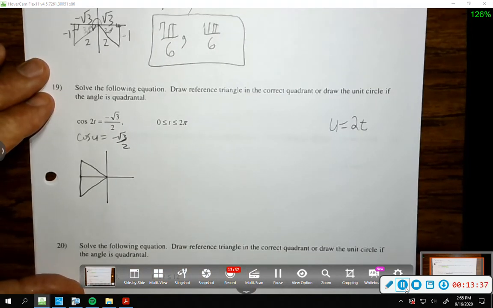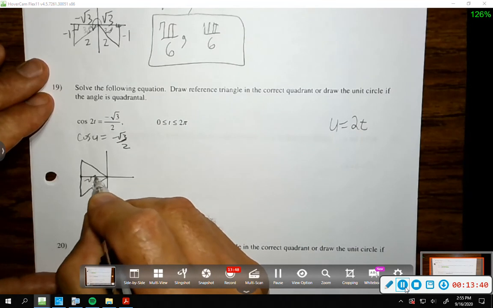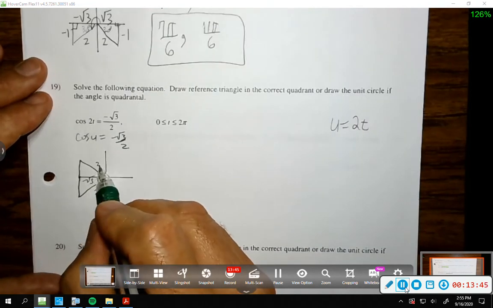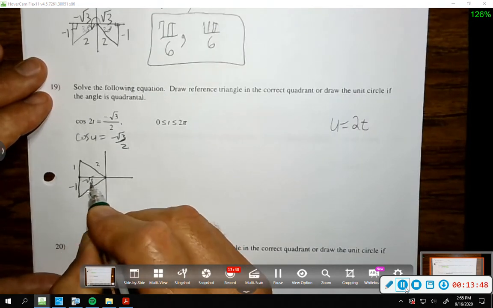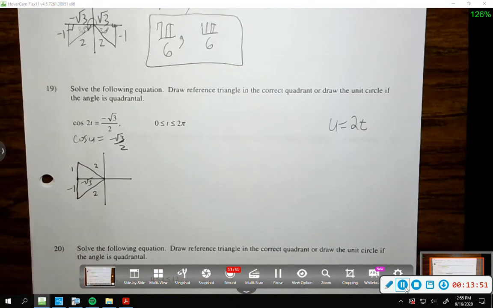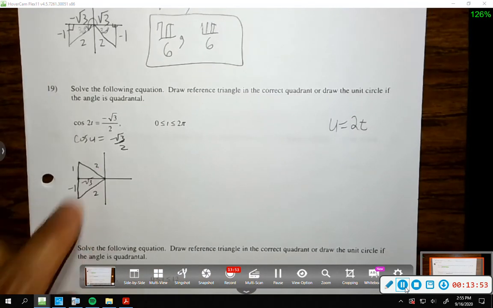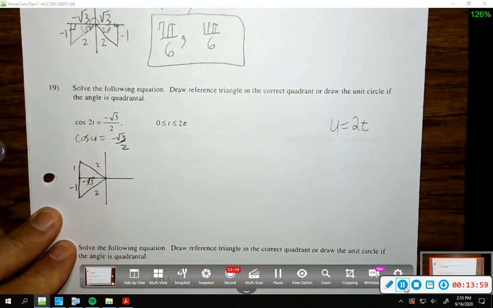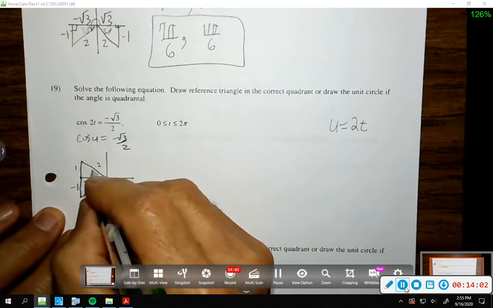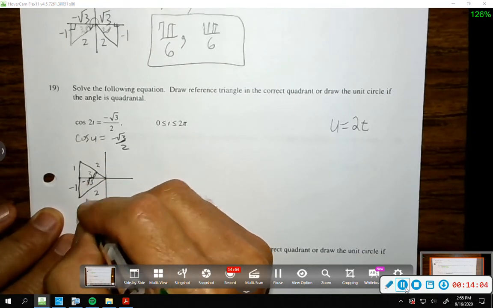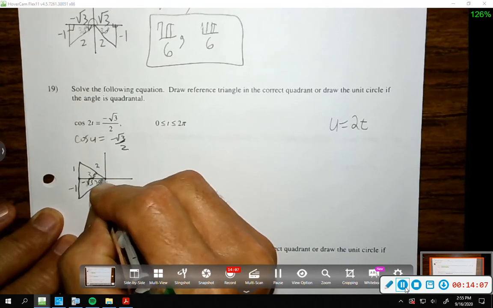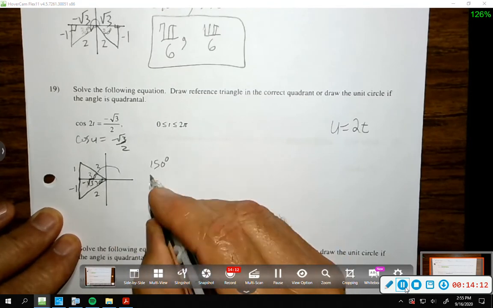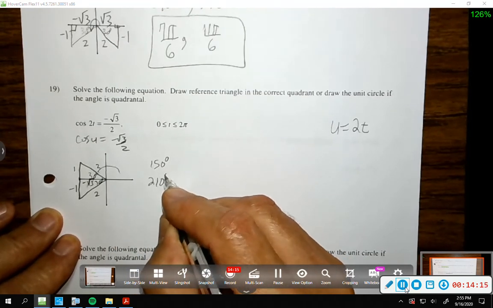SOHCAHTOA. Cosine is adjacent over hypotenuse. If this is the square root of 3 and that's 2, that makes this a 1. This is 1. I make it negative because it's going down. Notice the cosine in both these is negative square root of 3 over 2, so I do get negative. That's why we always want to label the side as a positive side or a negative side. Across from 1 is a 30-degree angle. So this first one here is 150 degrees. The one in the third quadrant is 210 degrees, 180 plus 30.